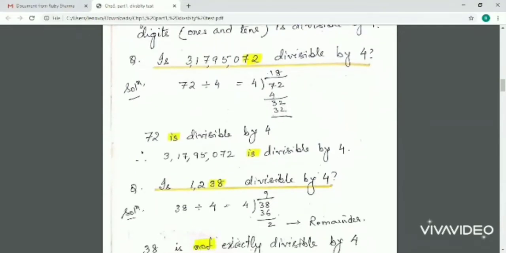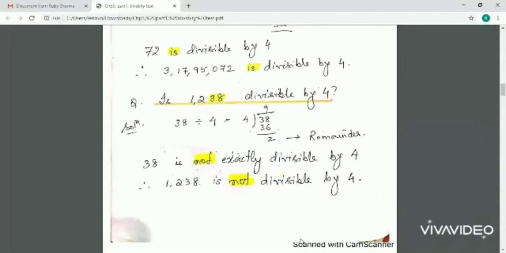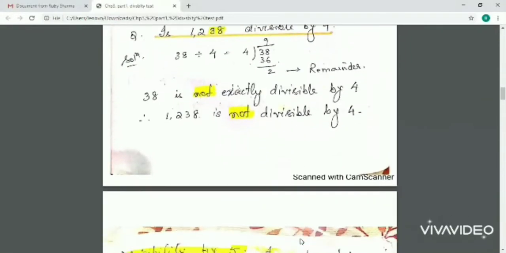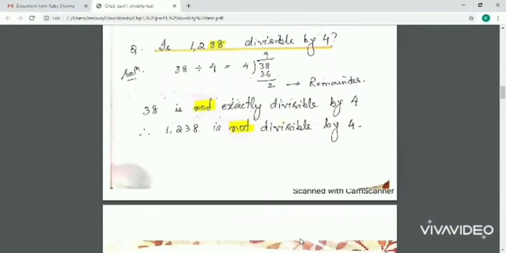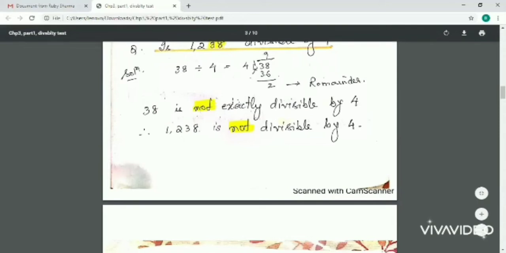Another example. Is 1238 divisible by 4? So what I did, I took the last two digits and divided by 4. You can do it orally also. So we have a remainder. Since 38 is not exactly divisible by 4, the whole number 1238 is not divisible by 4.